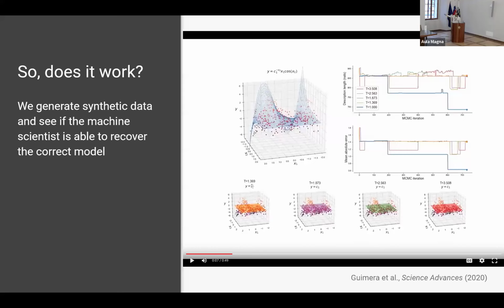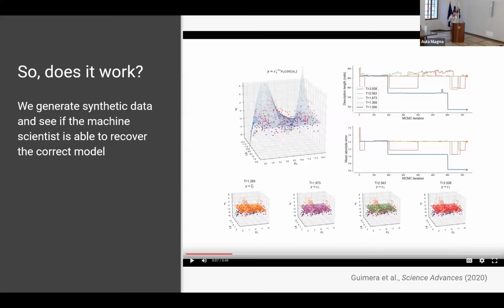So the blue surface is what the machine scientist is proposing at this point, and the points are the data, okay? And what you have in this plot on the upper right corner is the description length as a function of the iteration of the search process, the Markov chain step. So you look only at the blue line. The others, I don't have time to explain, but you have to look at the blue line here.